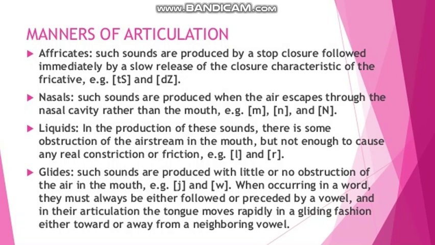And then glides. Such sounds are produced with little or no obstruction of the air in the mouth. Okay, so when you pronounce the j, there's no friction, so the airflow comes out smoothly. When occurring in a word, they must be neither followed nor preceded by a vowel in their articulation, and the tongue moves rapidly in a gliding motion either toward or away from the neighboring vowel.